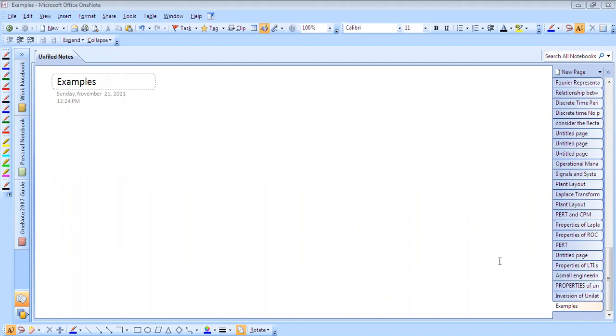So today we'll solve some problems on the inverse Laplace transform. Some functions are given and we have to find the inverse Laplace transform.